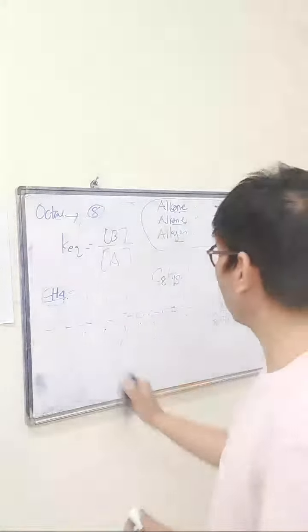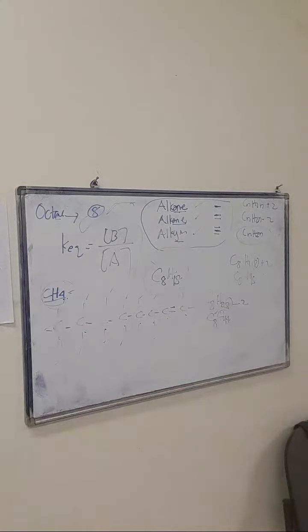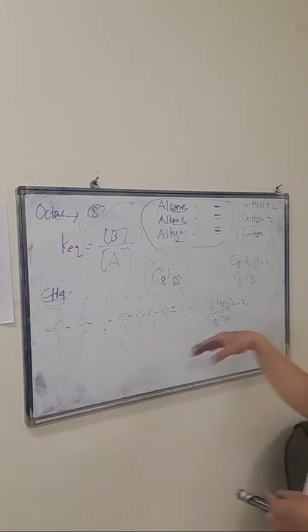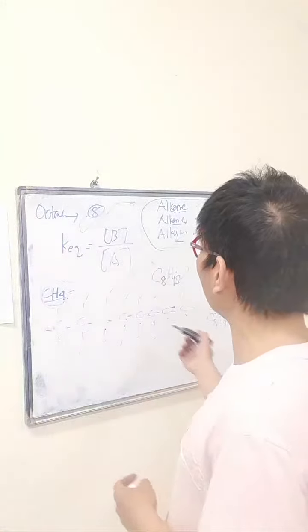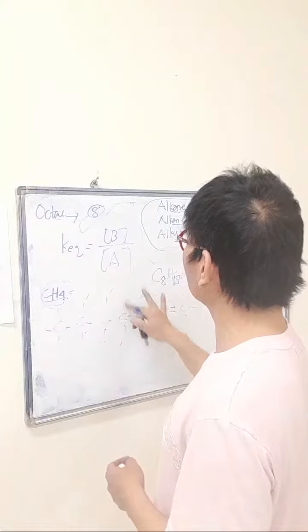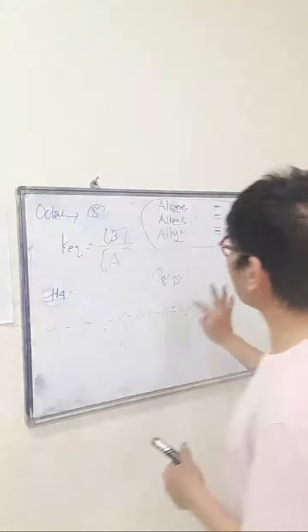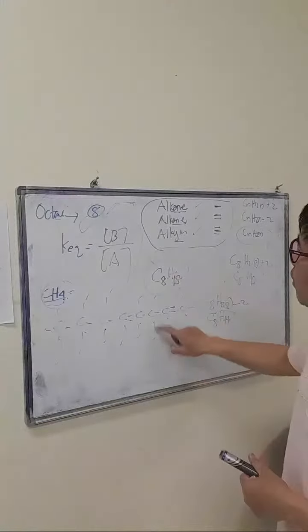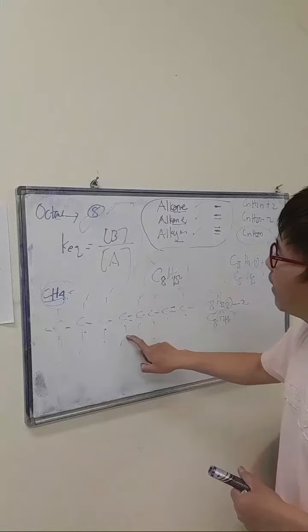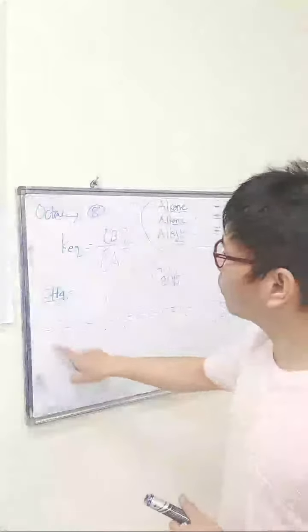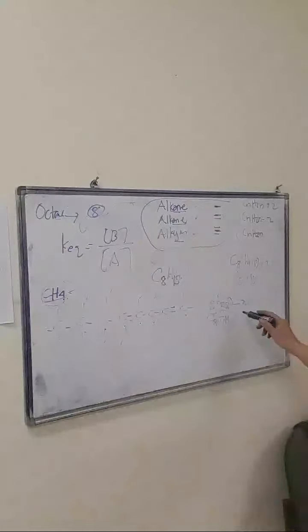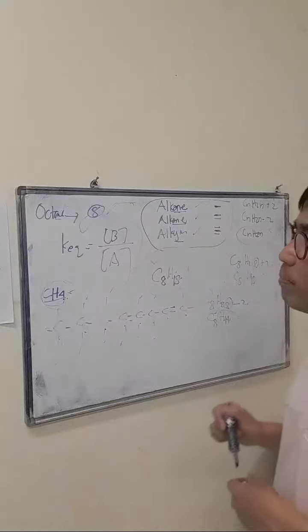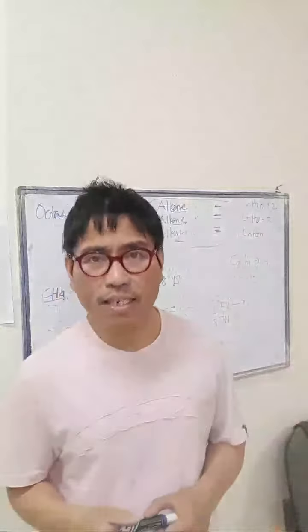So it's not correct. This is only CnH2n, so we need to add another double bond for this. Let's say at the second, third carbon. Let me count: 1, 2, 3, 4, 5, 6, 7, 8, 9, 10, 11, 12, 13, 14. So it becomes C8H14, meaning there are 2 double bonds in octene.